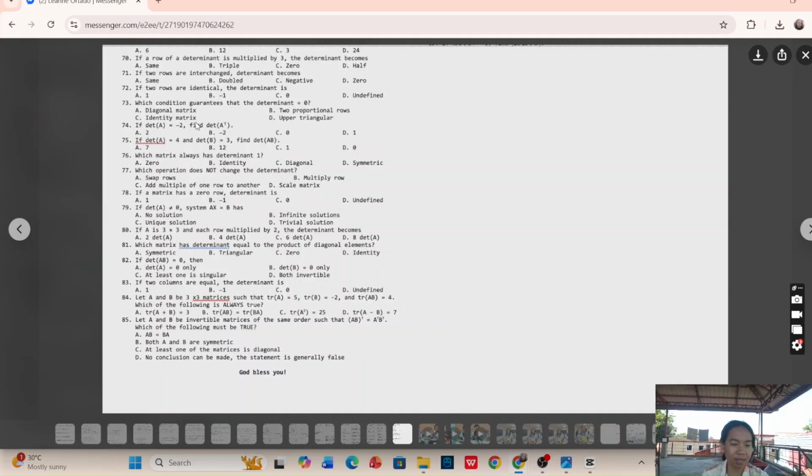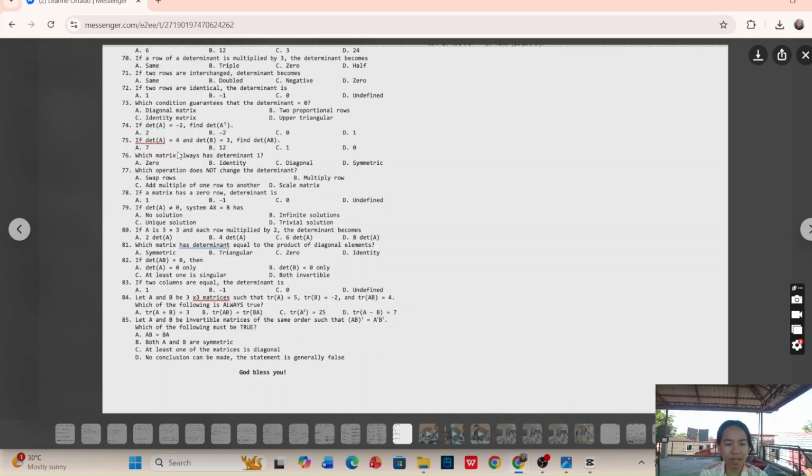73 is letter B. Proportional rows or identity matrix result in zero as its determinant. Number 74. If determinant A equals -2, find the determinant of A transpose. The correct answer for number 74 is letter B. It is because the determinant of A transpose is equal to the original determinant. So letter B, which is -2.